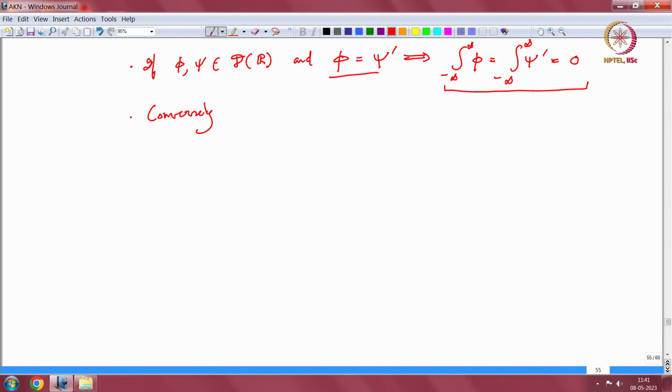So, given phi in D of R, can we get phi equal to psi prime for psi in D of R? What the above says is that it is not always possible, and you need a minimum condition. It says that exactly that condition is enough.